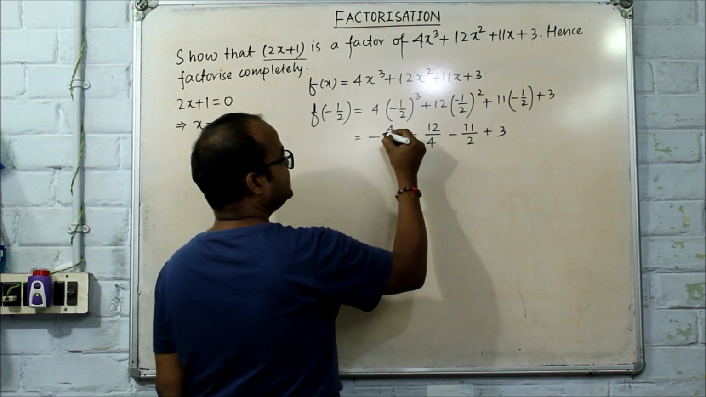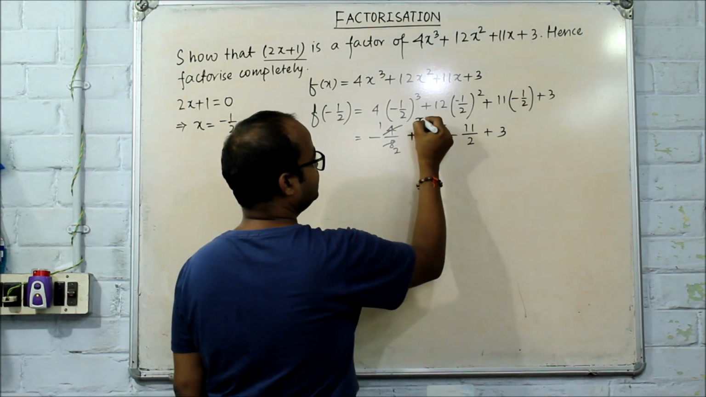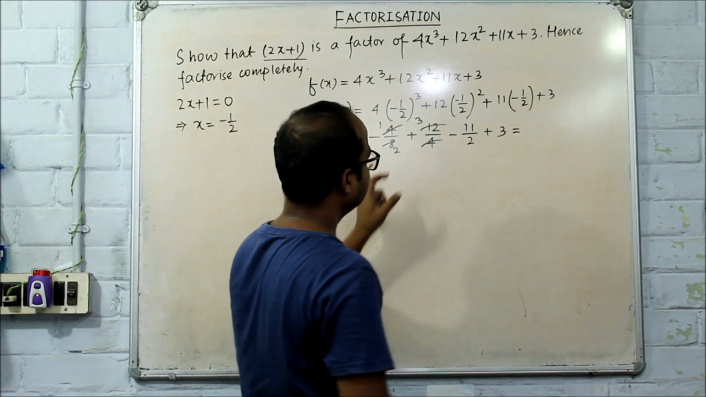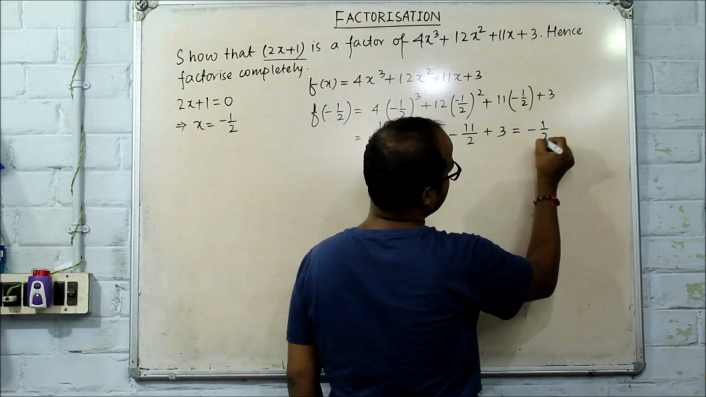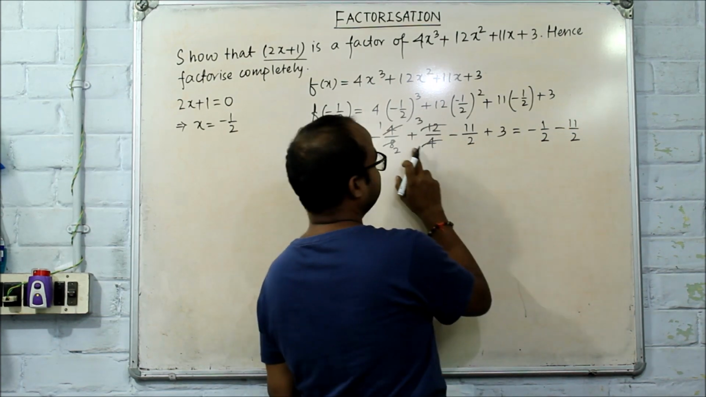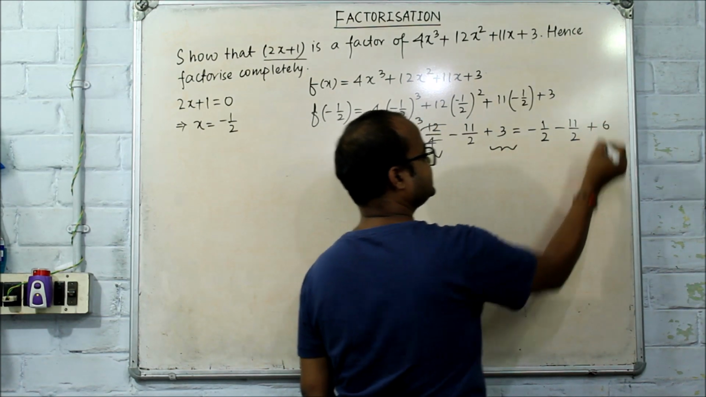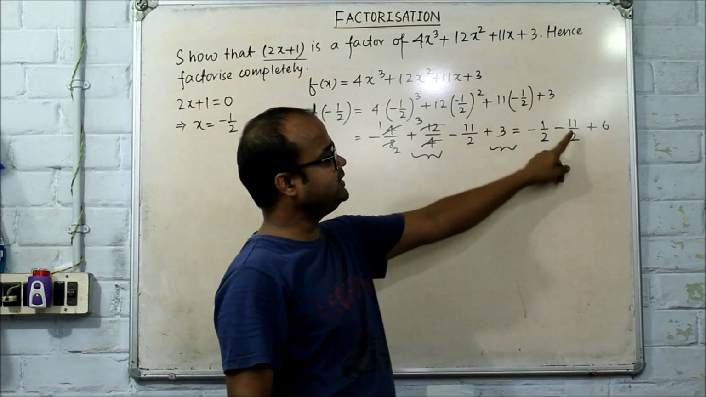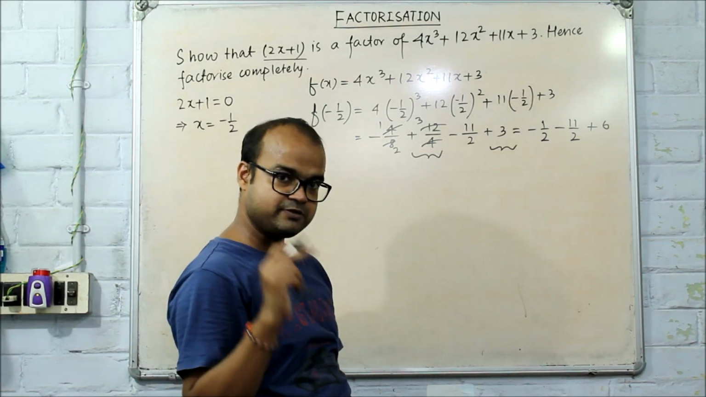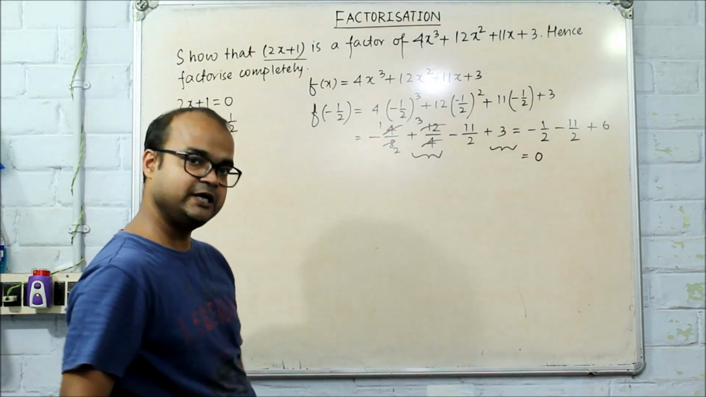Clear? 4 1 ja, 4 2 ja, 4 1 ja, 4 3 ja. So we will get here minus 1 by 2, and this term I am writing minus 11 by 2. This is plus 3 and this is plus 3. So you will get plus 6. So minus 1 by 2 minus 11 by 2 is equal to minus 12 by 2. Minus 12 by 2 means minus 6 plus 6, that is 0. Clear? So you get 0.